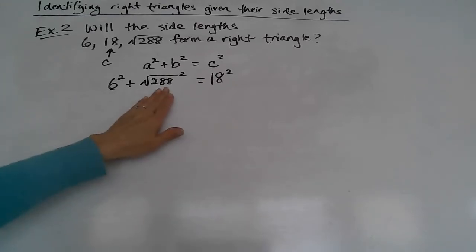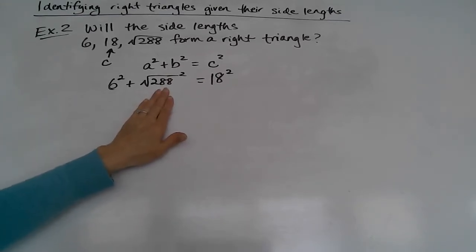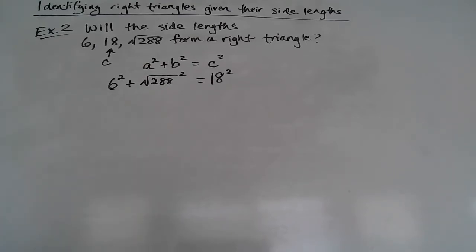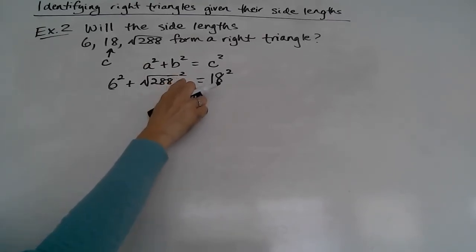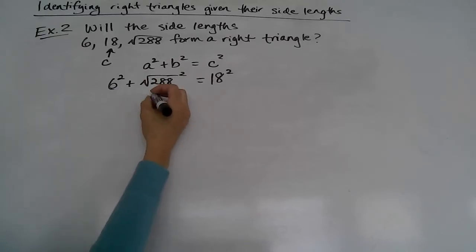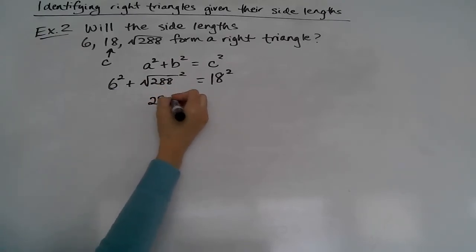So when you square a square root, that might look a little intimidating, but again, remember what we talked about at the beginning of the video, where squares and square roots are opposite functions, and they basically cancel each other out. So if we have an original number of 288, we take the square root of it, and then we square it, we're back to 288. So the square of the square root of 288 is just 288.